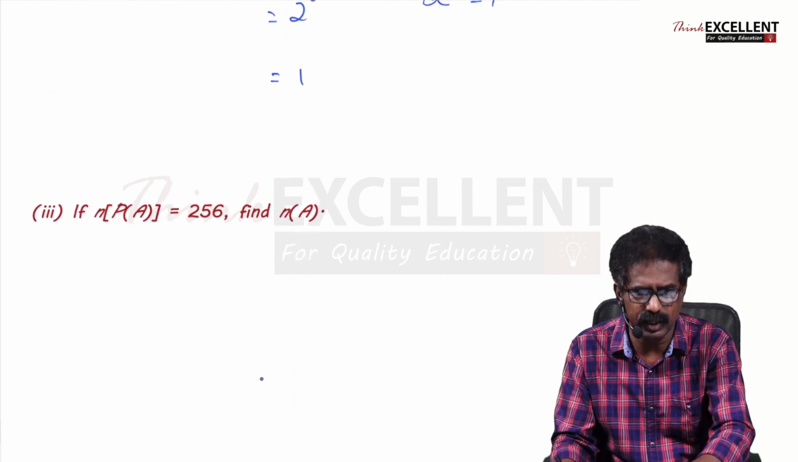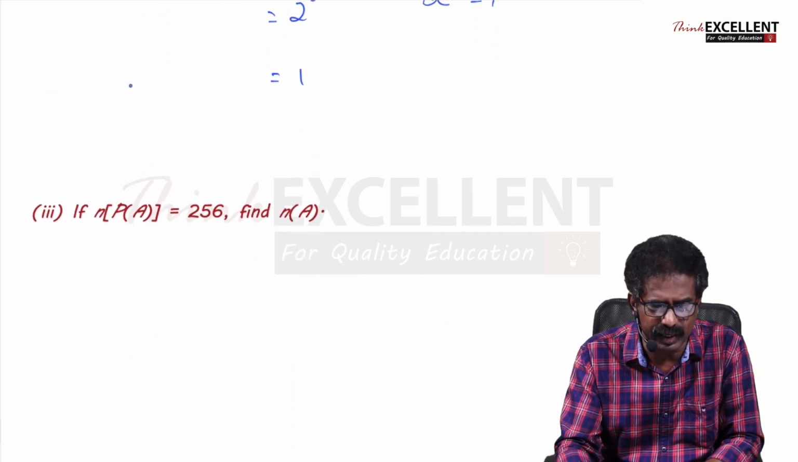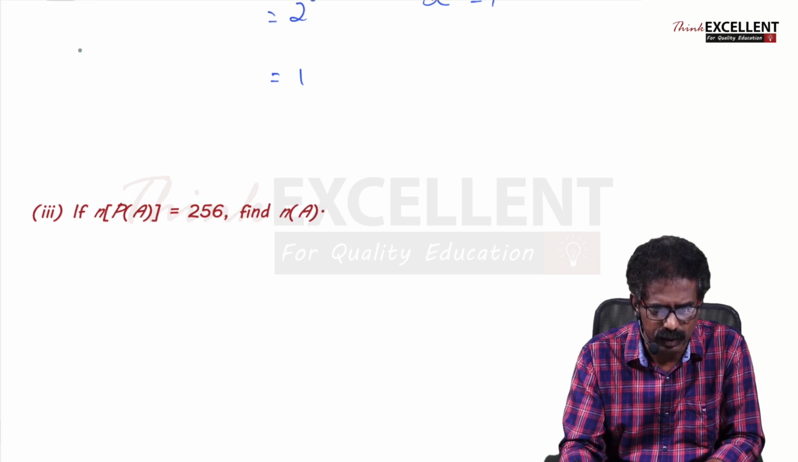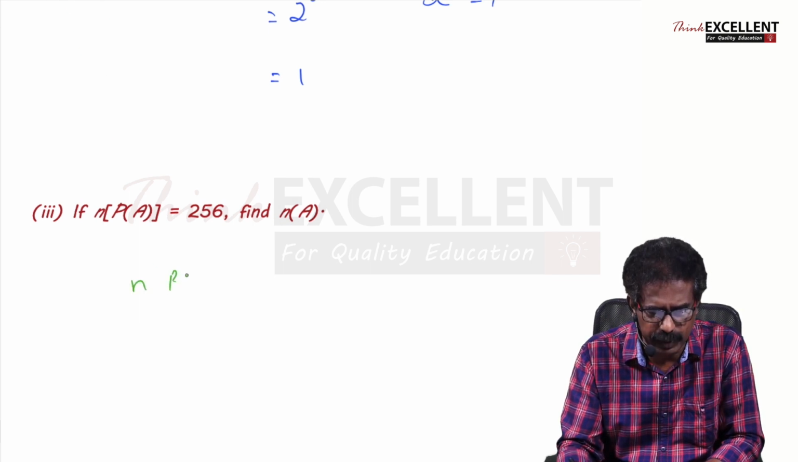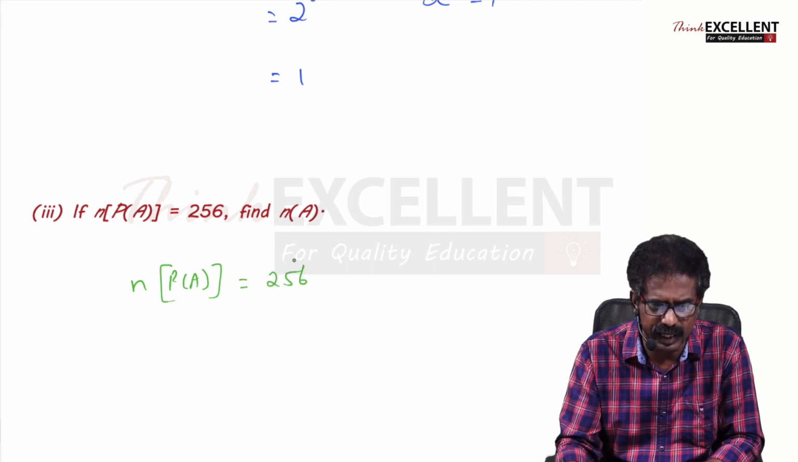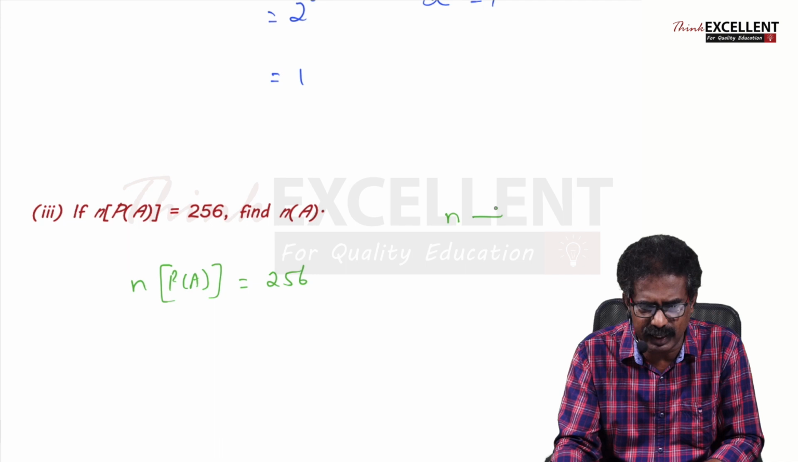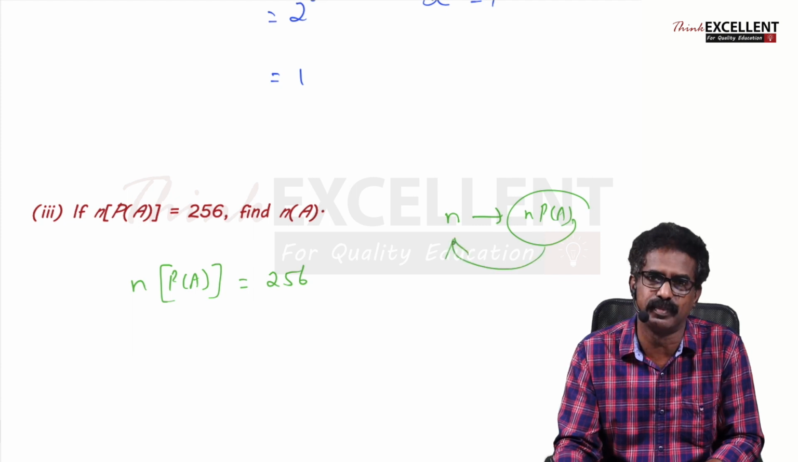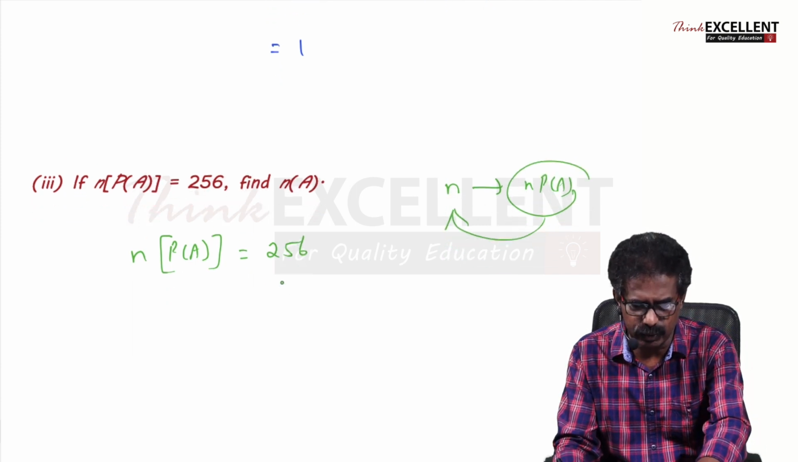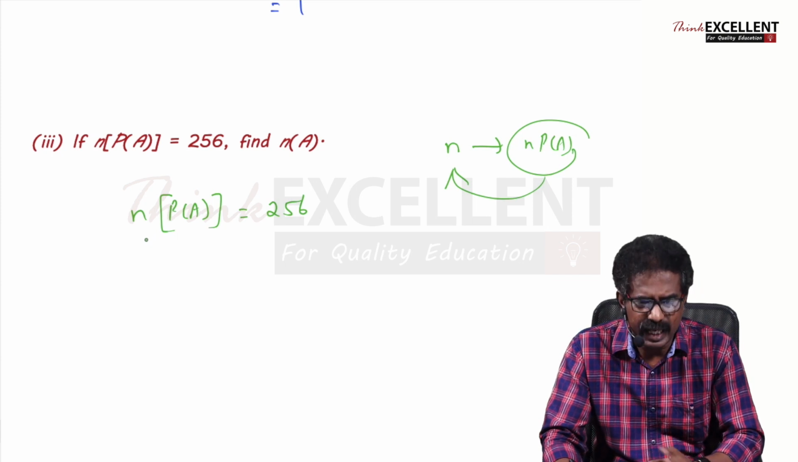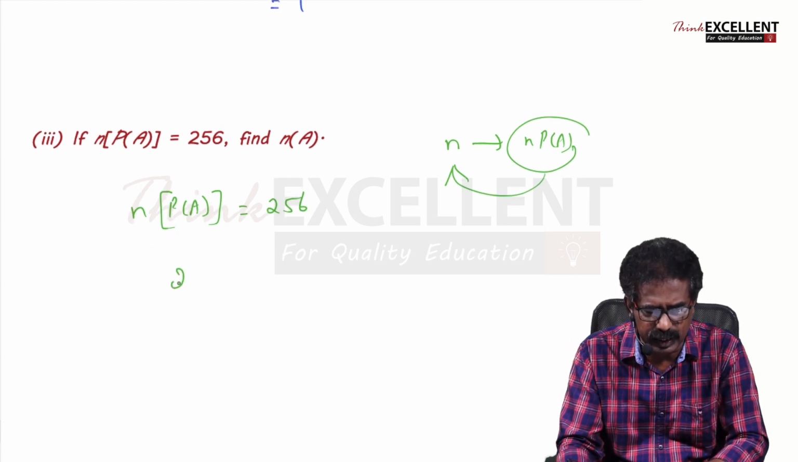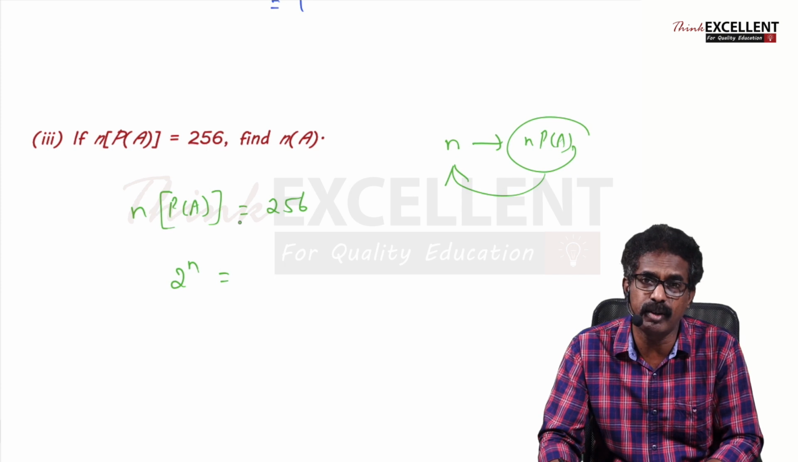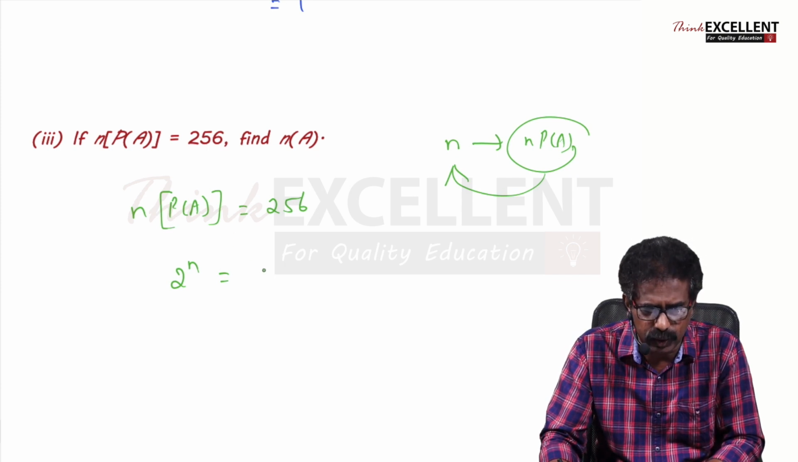Now look at the last question. n of P of A, they have given us what? 256. n of P of A equal to 256. They asked n of A. In the previous questions, the n value was given, and they asked to find n of P of A, right? Now, n of P of A is given, and they are asking you to find n of A. So what do you do now? n of P of A, the formula 2 raised to n. n of P of A is what? 2 raised to n equal to 256.